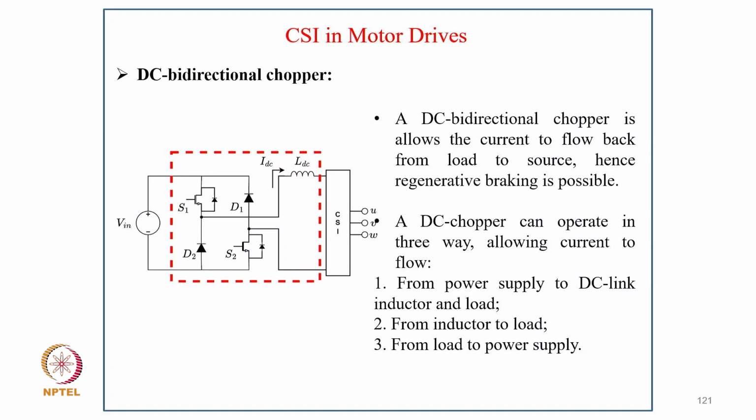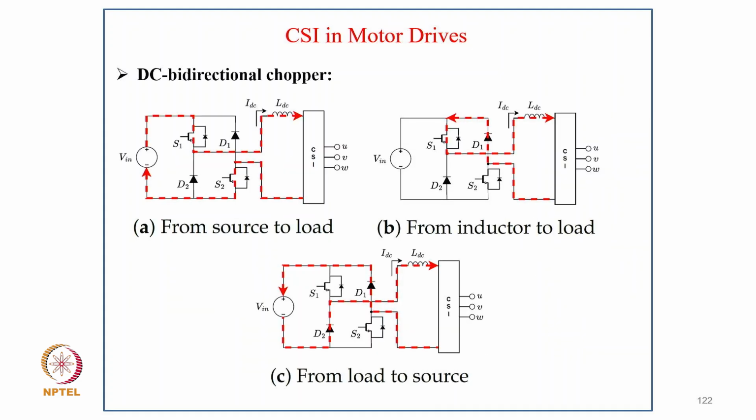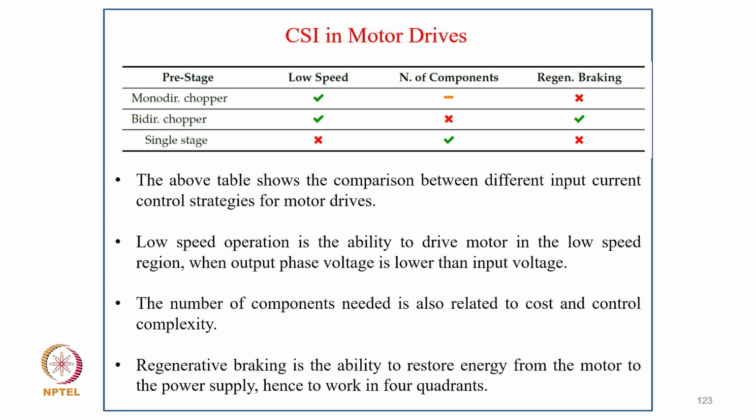Coming to the bidirectional DC chopper, it allows the current to flow back to the load or source, and regenerative braking is possible. The DC chopper can operate in three ways, allowing the current to flow from the power supply to the DC link inductor and load, from the inductor to the load, and from the load to the power supply. These are the three states showing how the current typically flows: from source to load, from inductor to load, and from load to source.